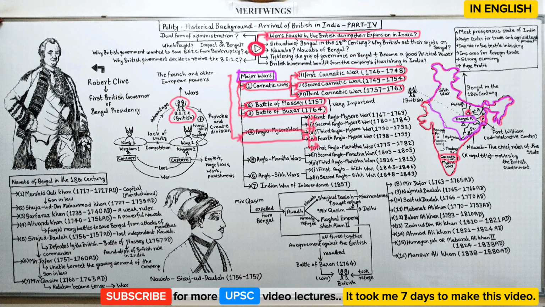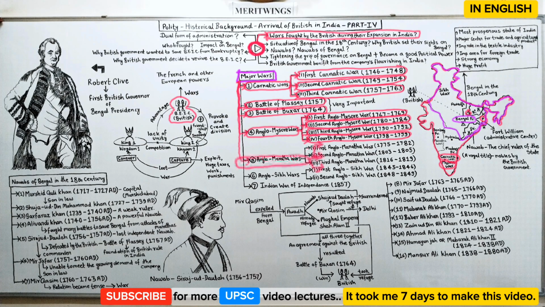After this, 4 Anglo-Mysore Wars took place, in which the first Anglo-Mysore War lasted from 1767 to 1769. The second Anglo-Mysore War lasted from 1780 to 1784. The third Anglo-Mysore War lasted from 1790 to 1792. And the fourth Anglo-Mysore War from 1798 to 1799 is also included in it.